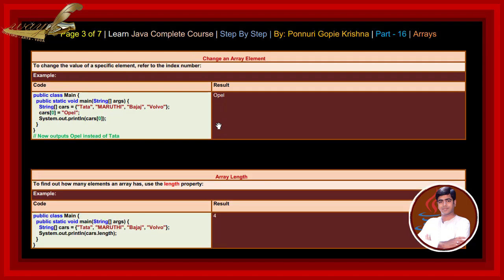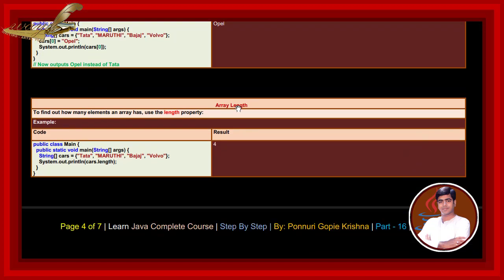Change an array element. To change the value of a specific element, refer to the index number. Here, now we are changing Tata to Opel. Here, we have taken index 0. Now the output is Opel instead of Tata. See, Opel was printed.